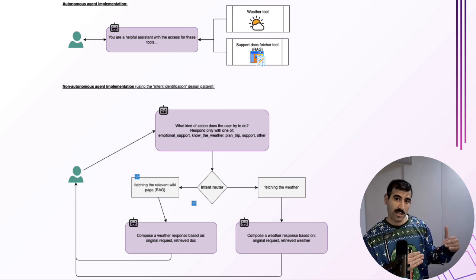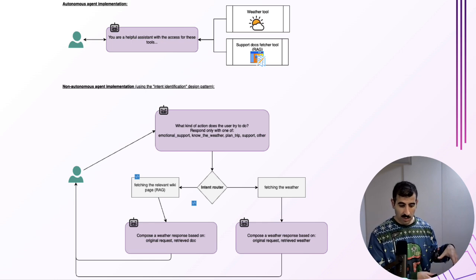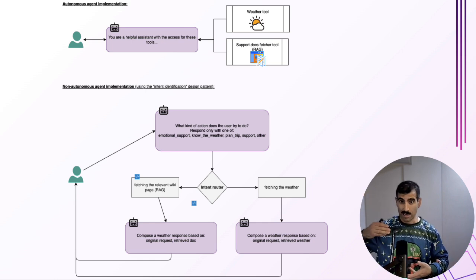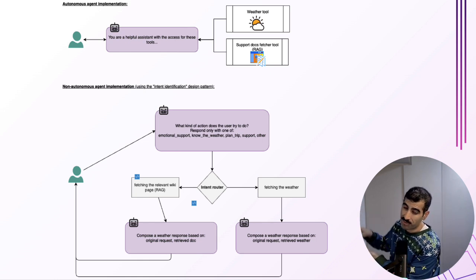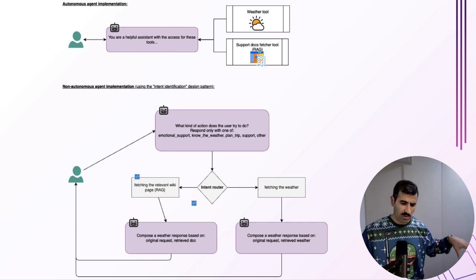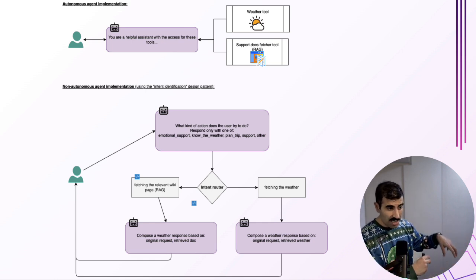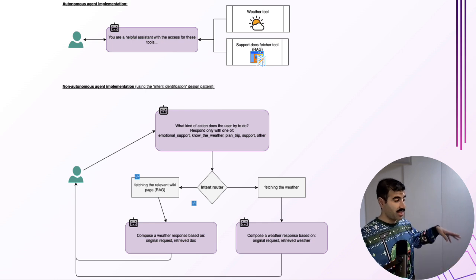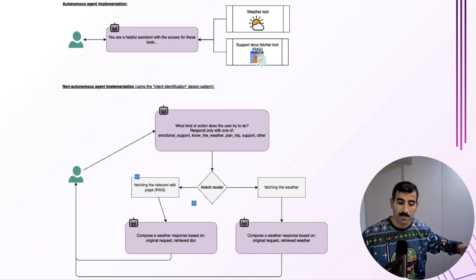First, we'll process the message. What does the user want from us? Emotional support, to know the weather, to plan some trip, to get some support. We process that with some agent, and we feed the agent with an enum and tell it, hey, just select one of them. Then based on its selection, we'll do different processes. One of them will fetch information from RAG, the other one maybe will fetch some weather information, and then the result of that will be delivered to a second agent, which composes the response, and only that is what the user is going to see.